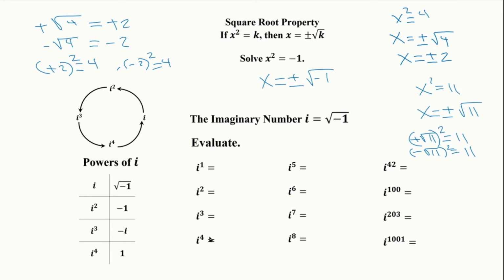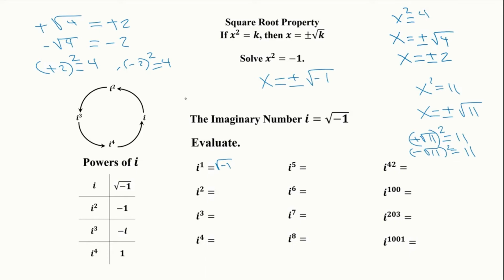So what we want to do now is take a look at a few powers of i, just to get comfortable with the notion of i, because it's an interesting way that the powers of i work out. The first power of i is just, of course, i itself, which is the square root of -1.